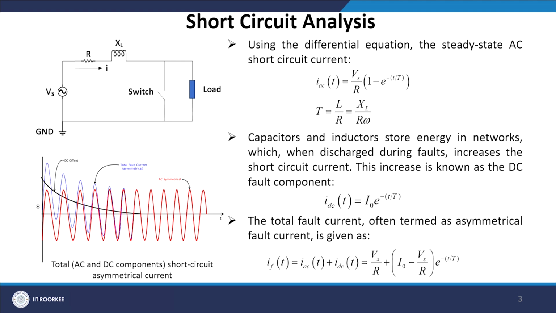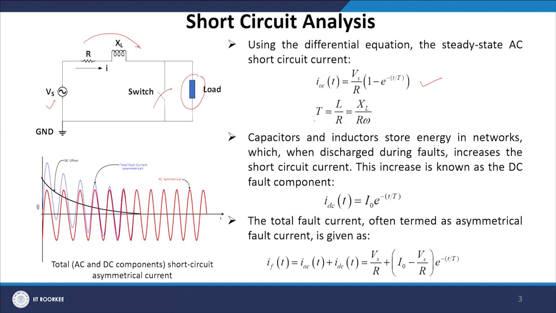Now, to start with, before we get into protection issues, let us understand the simple short circuit analysis. Now, considering the RL series circuit with a load connected, the moment your switch is closed and exposed to a voltage of Vs, using differential equation, the steady state AC short circuit current, which is given by IAC, that is Vs upon R times 1 minus e to power minus t by tau. The tau, which is L upon R, which is XL upon omega R.